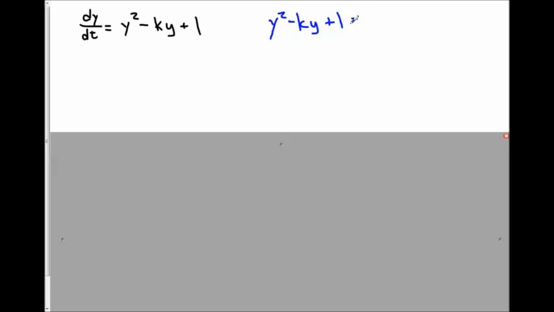We're going to do a phase line. We first find the equilibrium solutions. We've got a quadratic here, so we would use the quadratic formula. 2a on the bottom. On the top would be negative b, so positive k, plus or minus the square root of b squared, so k squared, minus 4ac, so minus 4.